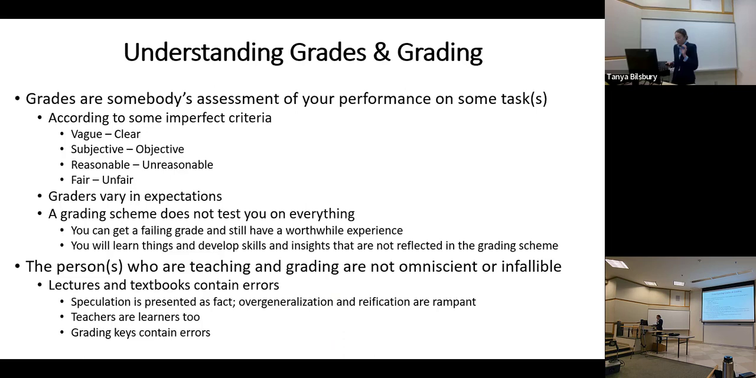So grades are somebody's assessment of your performance on some task. And it's usually somebody that has power in a system. And there's criteria for grading that range between vague to clear and fall somewhere on a continuum. They're not going to be perfectly clear. And the criteria range from subjective to objective. There's always going to be some subjectivity. In the social sciences, there's even more. It's not as objective as a math test. And they range between unreasonable and reasonable, between fair and unfair.